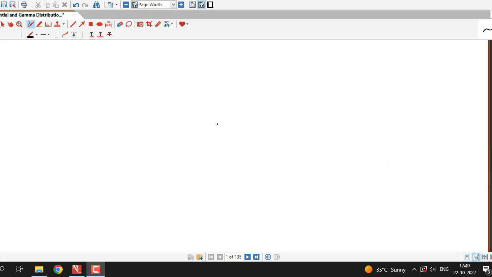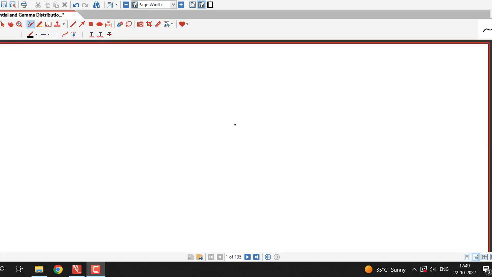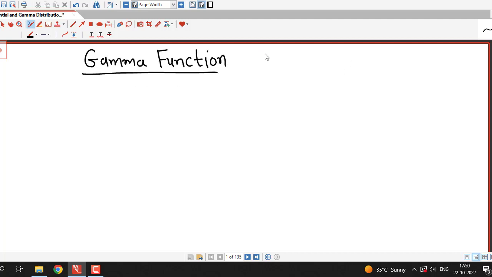Before going to gamma distribution, we will require the knowledge of the gamma function, which we have discussed in the mathematics 1 or calculus subject. If you are not familiar with the gamma function, you can visit my mathematics 1 playlist, and there you will find the video lectures on gamma function. So we just recall the definition of the gamma function, which we require to define gamma distribution.